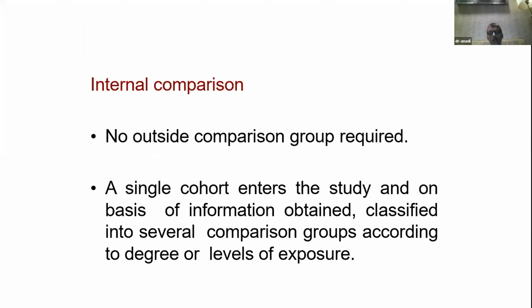So within a single cohort, a single group of the cohort population, you define subgroups. Some are taking bananas, and some are taking apples. You follow them up for 20 years. You see what happens to them. You compare the degree of exposure like that.